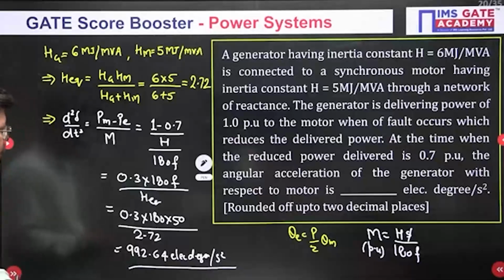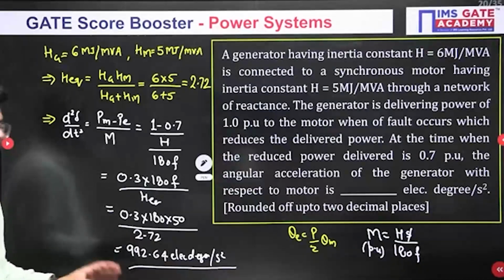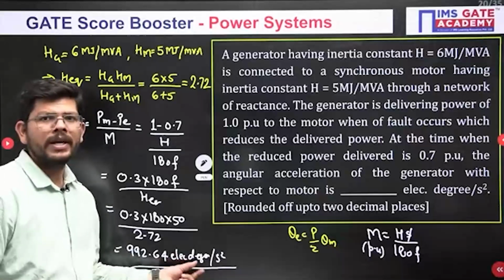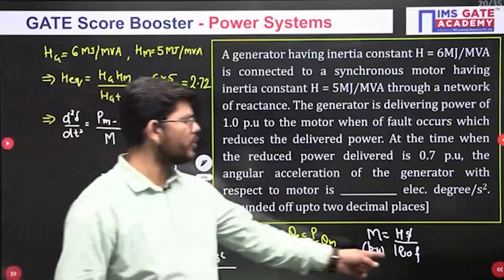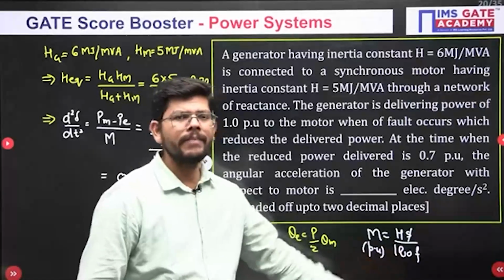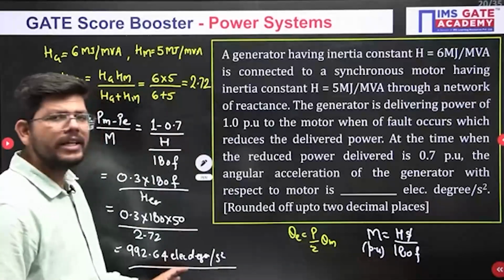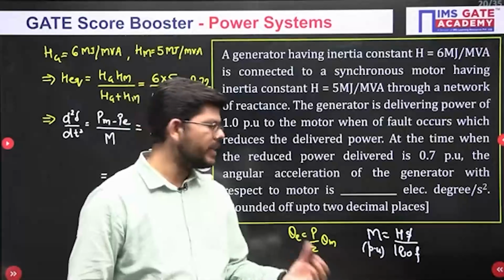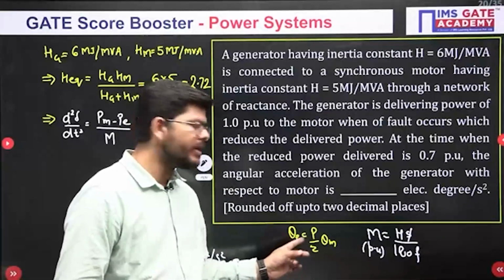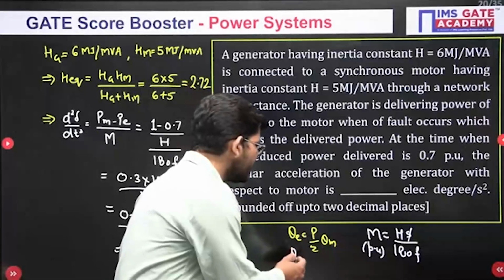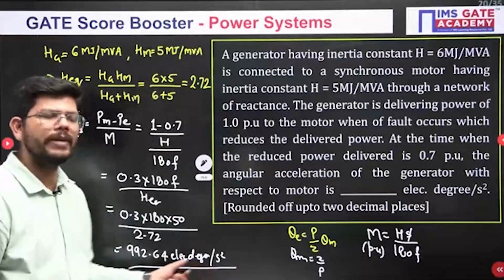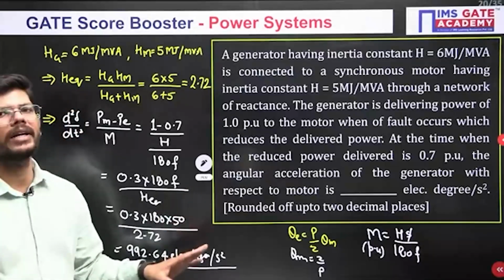Okay, fantastic. What they can do here is ask in terms of electrical radian. If they have asked for radian, instead of 180 you could have written pi. Instead of electrical, they could have asked for mechanical. If they are asking for mechanical, do not forget this: electrical quantities can be converted into mechanical. Theta mechanical will be what? 2 by P. So you have to multiply the answer by 2 by P and you will get the answer in mechanical degree per second square.